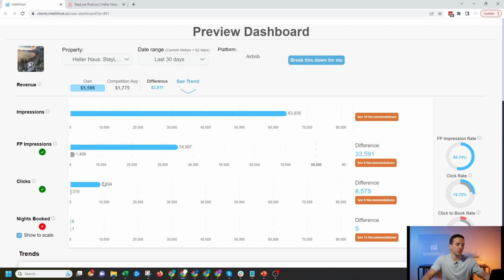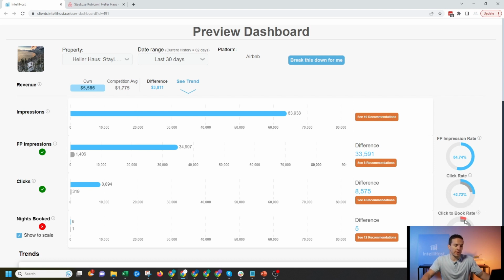And not only that, but usually when people have such high impressions, they struggle in getting a high click rate, meaning when you get so many eyeballs on your property, it's hard to maintain the same click rate as competitors that don't get as many eyeballs. But he's actually beating his competitors here too. He's got a 25% click rate. His competitors have about a 23% click rate. So again, first three steps, checking all the boxes.